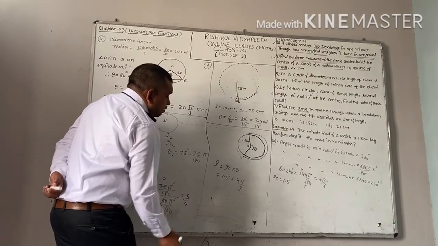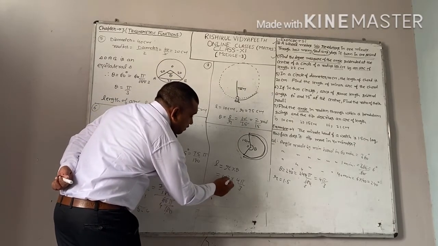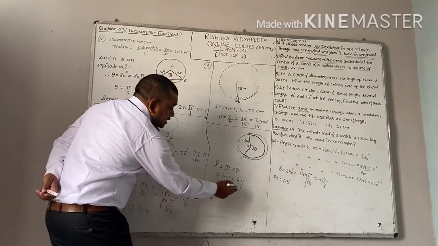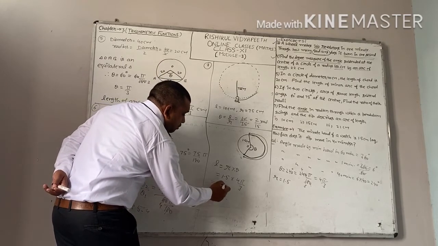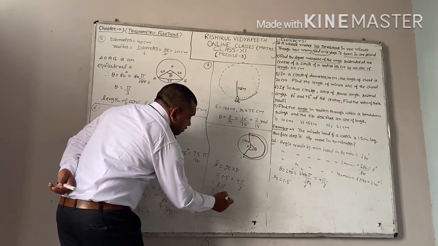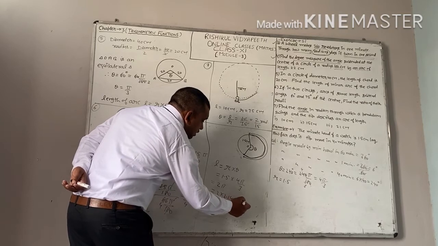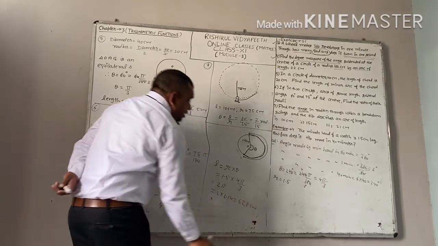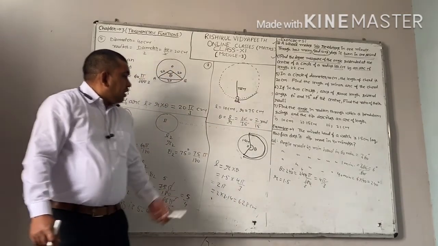Put up the value. 1.5 into 4, 6. 6 by 3. This is your 2 pi. Put up the value of pi, 3.14. Your answer is 6.28 centimeter.